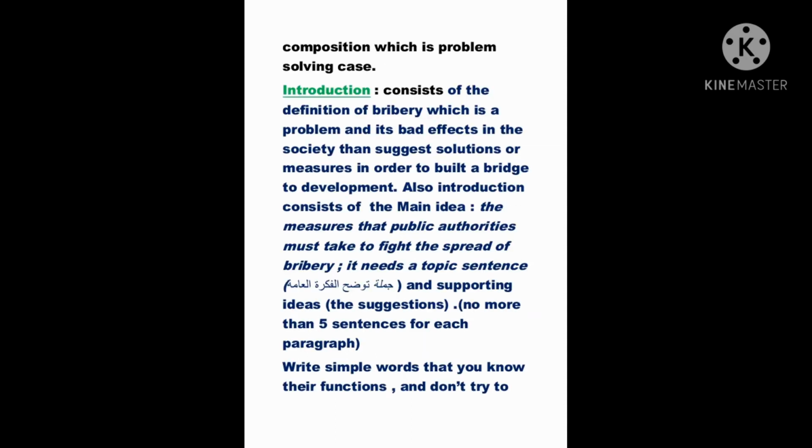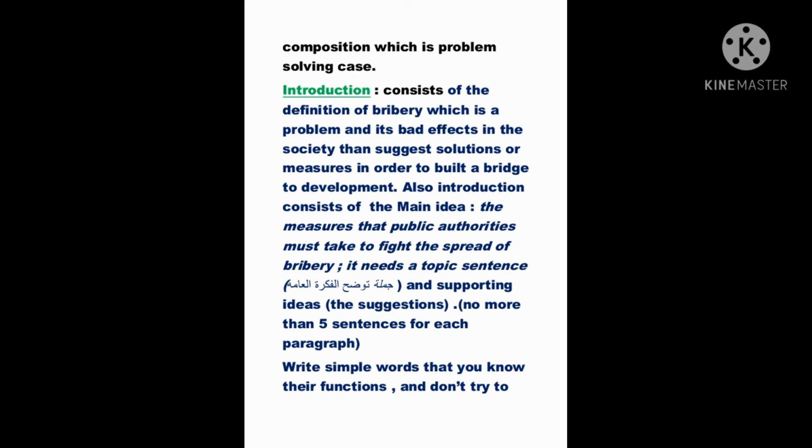You start writing your introduction. Introduction consists of the definition of bribery. Here we define bribery briefly, which is a problem, and its bad effects in the society. Here when we mention bad effects, we mention them briefly. Why? Because our purpose isn't to describe the problem, but to solve the problem and its bad effects in the society.